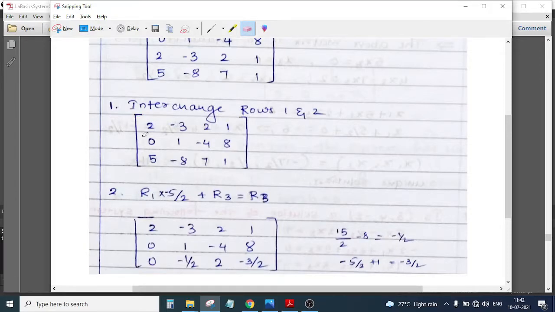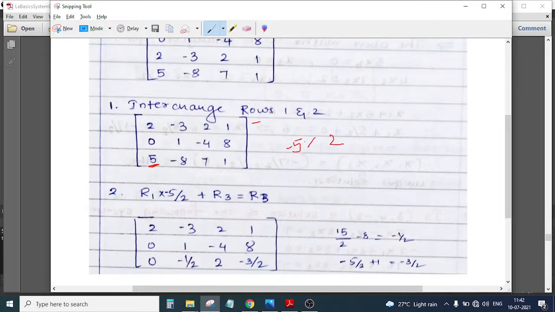So R1, I want what now? I want to eliminate this plus 5. How could I do that here? I want a minus 5 here. In the place of 2, I want a minus 5. That means I would be requiring a minus 5. How can I achieve a minus 5 there? Because we already have a 2 there.